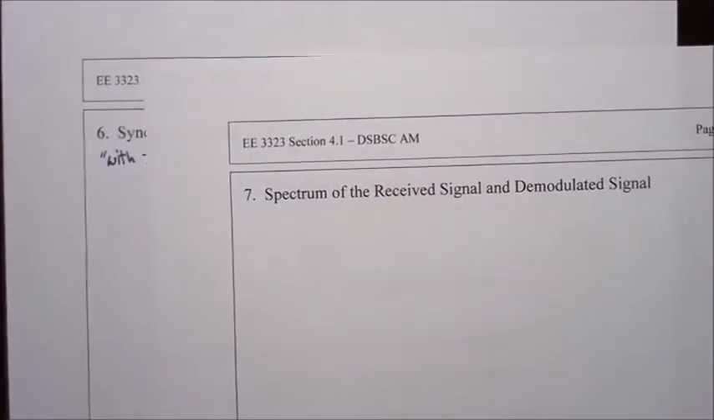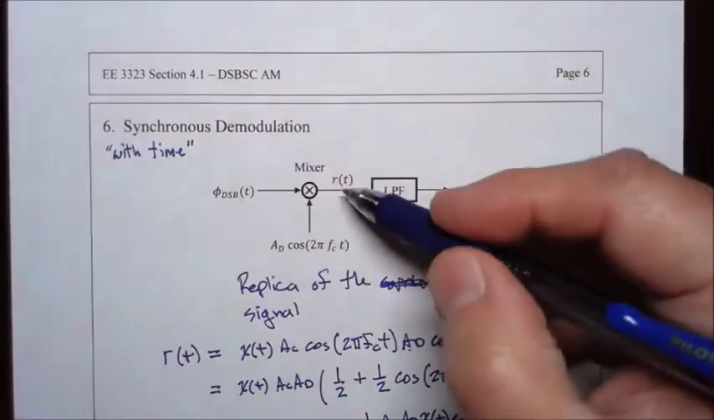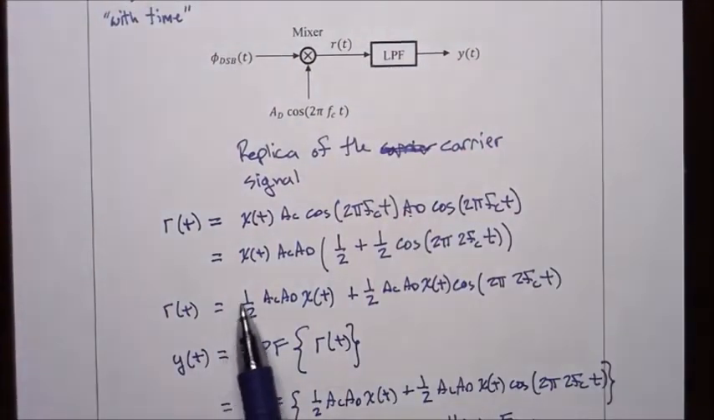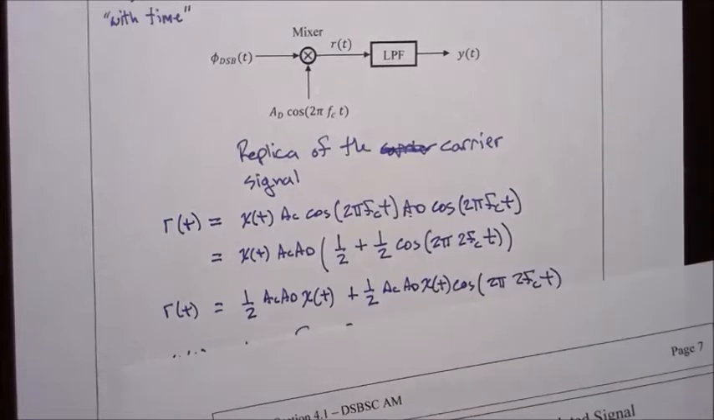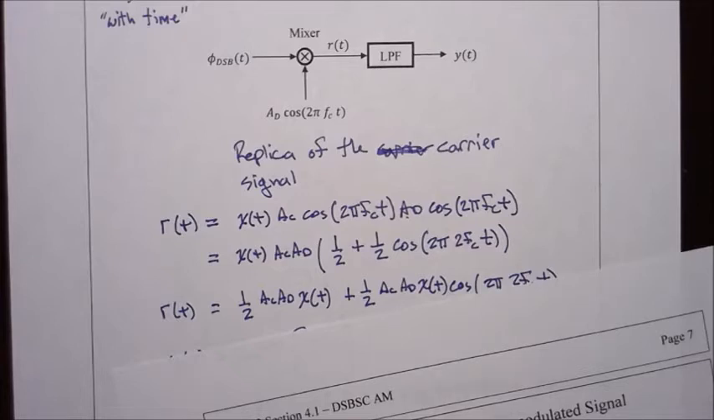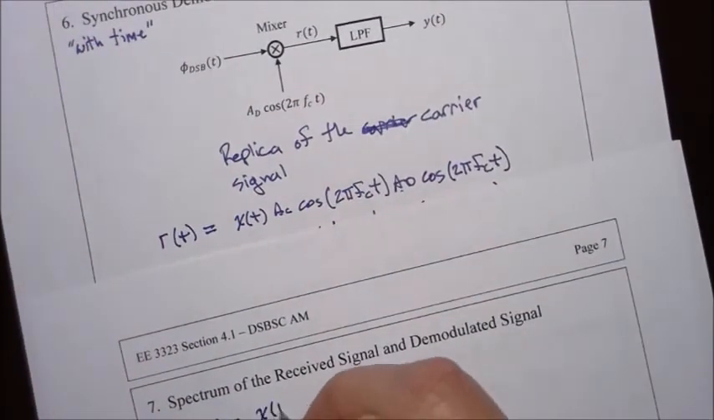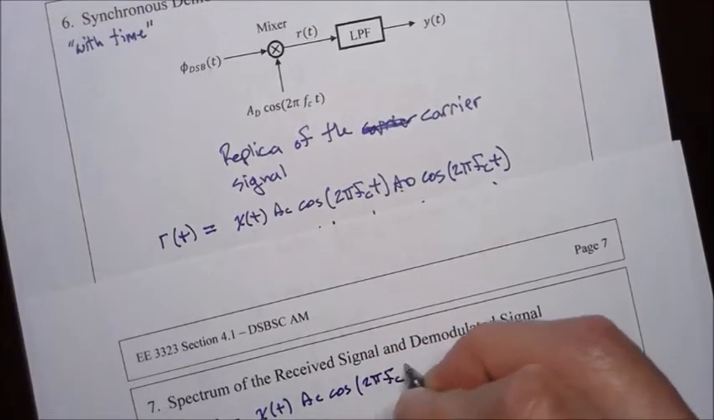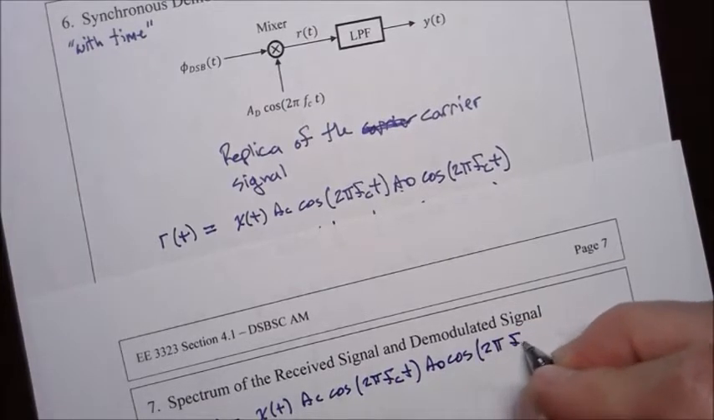Now I want to look at the same demodulation process, but not look at the time equations. I want to look at the Fourier transforms of these equations, and we'll start with this received signal R of t, which I've written out in this line. I'll copy that down. R of t is equal to X of t times AC cosine 2 pi FCT times AD cosine 2 pi FCT.